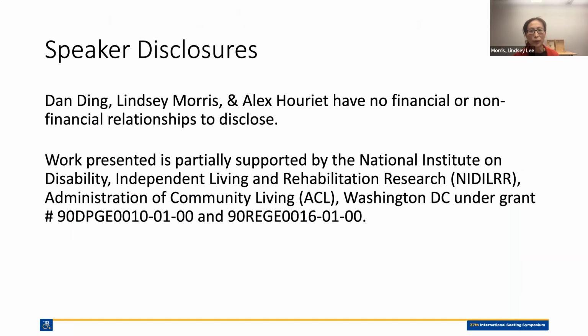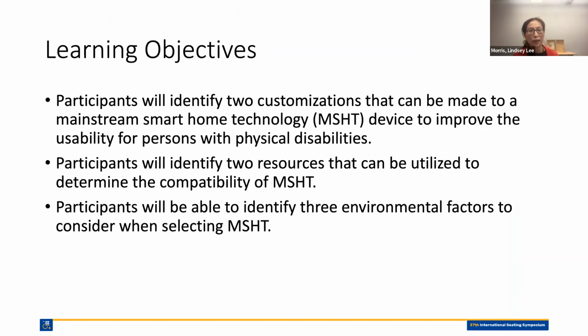This can make smart home technology more usable and user-friendly for people with physical disabilities, and also identify two resources that can be utilized to determine the compatibility of these mainstream technologies, and identify the environmental factors to consider when selecting a mainstream smart home technology for people with disabilities.